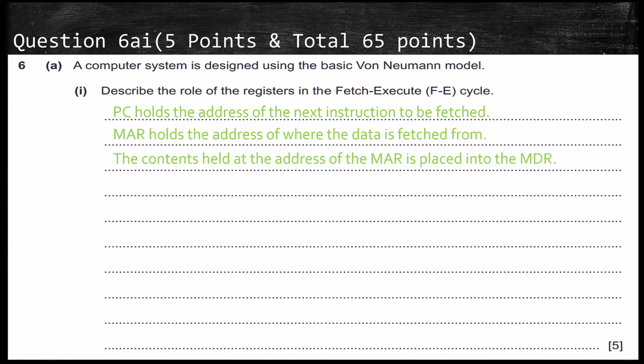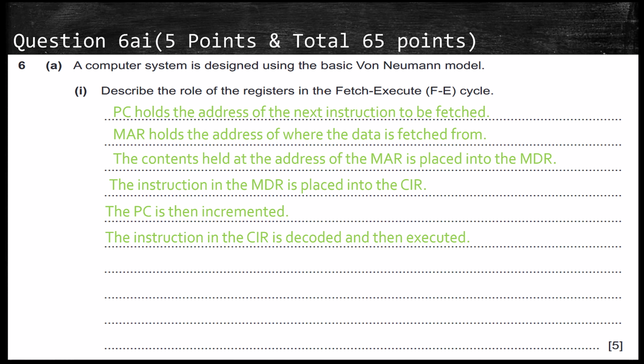Well, the contents held at the address, not the address, but the contents at the address, is going to be placed into the memory data register, and that is going to be returned back to the current instruction register, which is the CIR. Now, as soon as that information is placed into the current instruction register, that is when the program counter is incremented. It is after it is placed into the current instruction register, but before it is decoded.